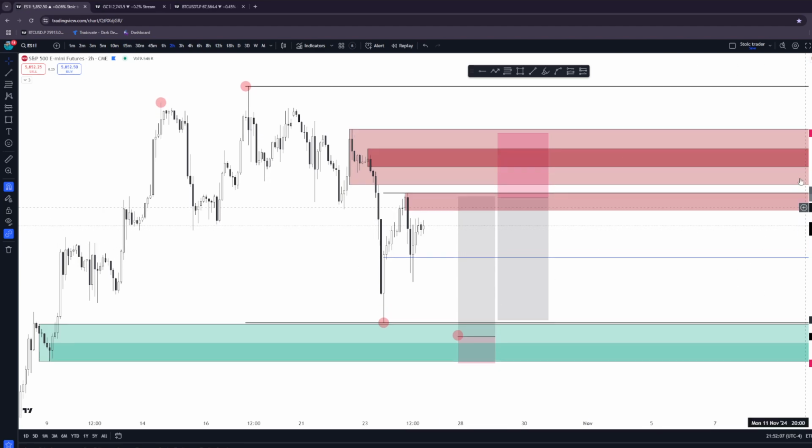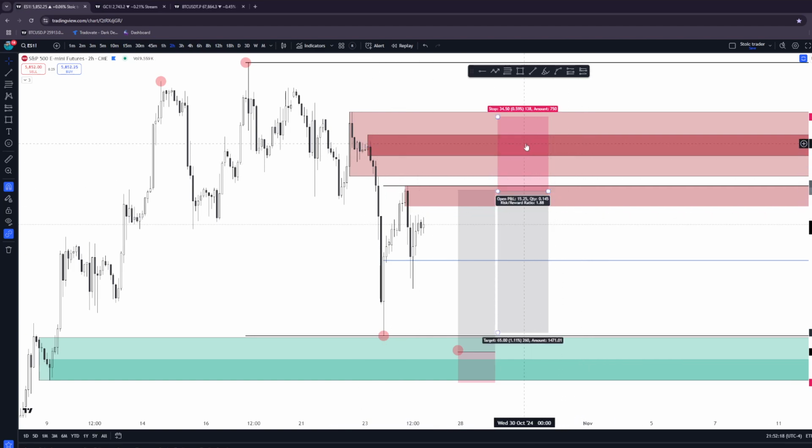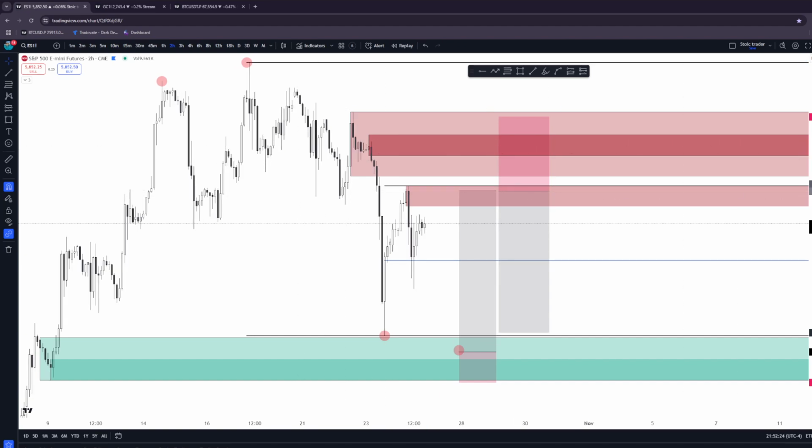I know if price wants to come back up out of this range, mitigate this deeper supply here, I'll be looking to wait for a break of structure back on down, back into this range right there. Let me see what we got here.